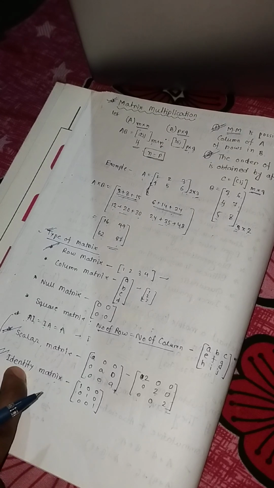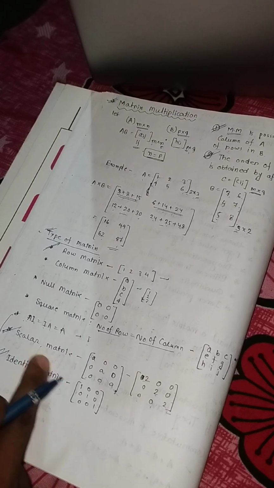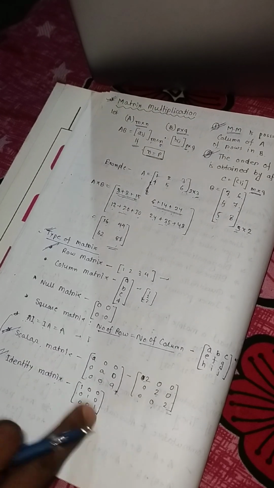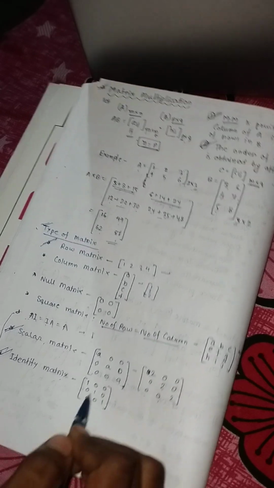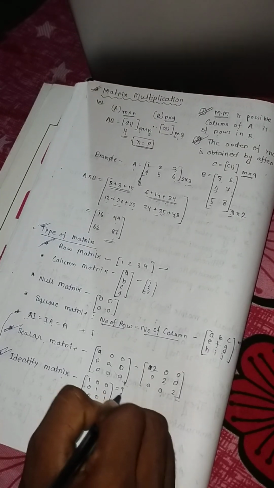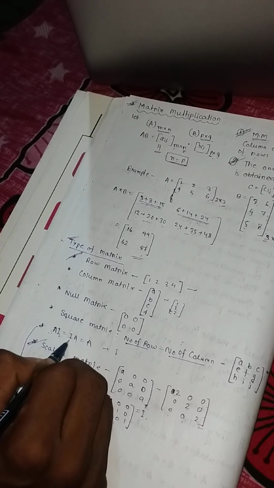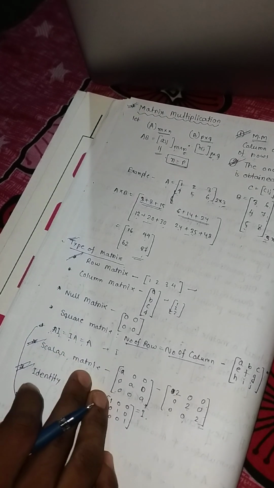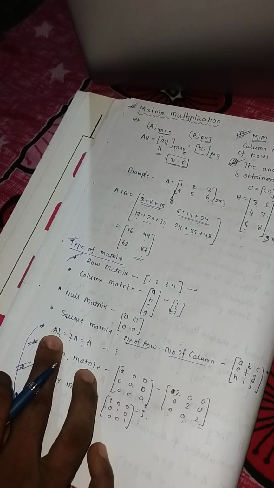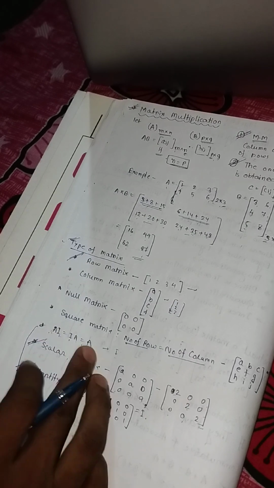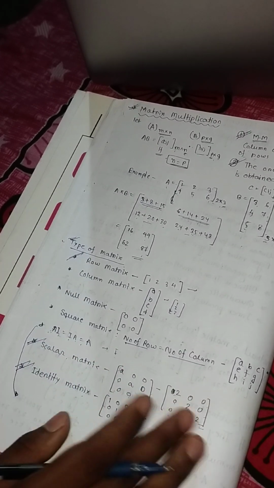And the identity matrix is a special case of a scalar matrix where the diagonal elements are 1. It's called the identity matrix, and it is denoted by I. And here you can see A into the identity matrix. That means any matrix, if it's multiplied with the identity matrix, stays the same. It doesn't change.